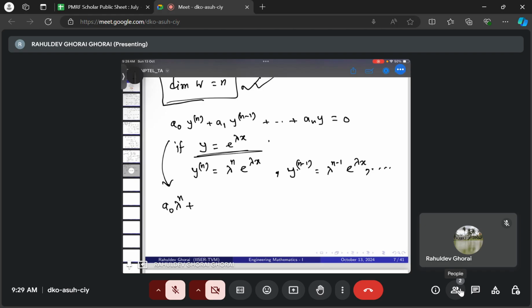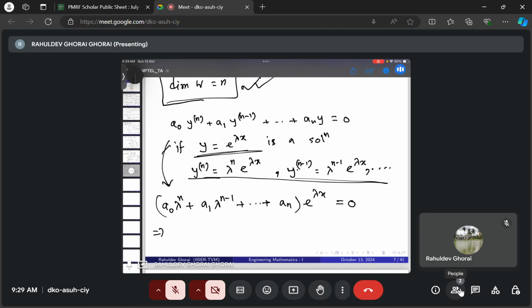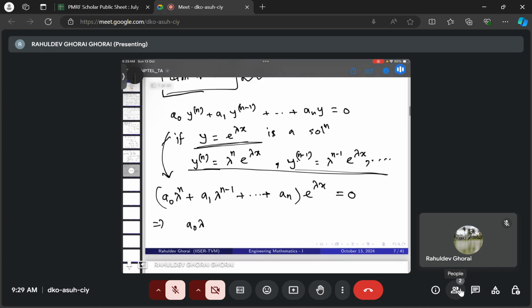if y is equal to e to the power lambda x is a solution, and we know these are for any y which is e to the power lambda x, then if this is a solution, what we get is a naught lambda n plus a1 lambda n minus 1 up to an times e to the power lambda x will be 0. What does that imply? That implies a naught lambda n plus a1 lambda n minus 1 plus up to an will be 0, because e to the power lambda x anyway is not 0, right?